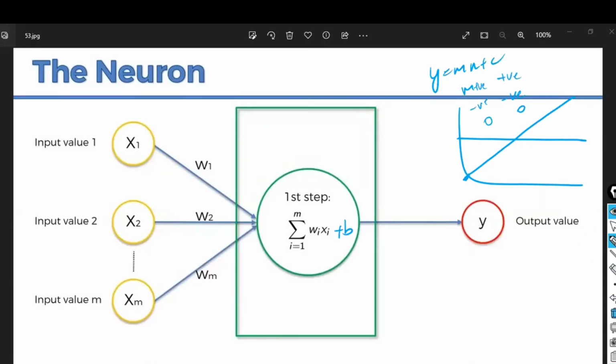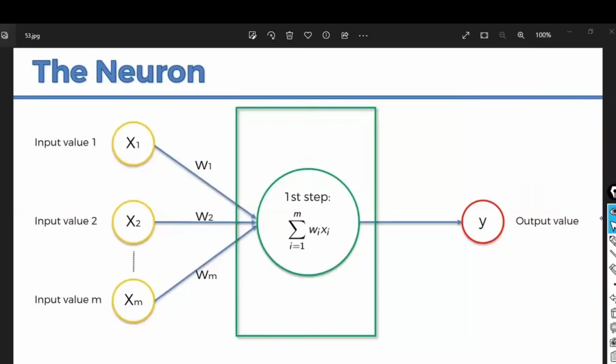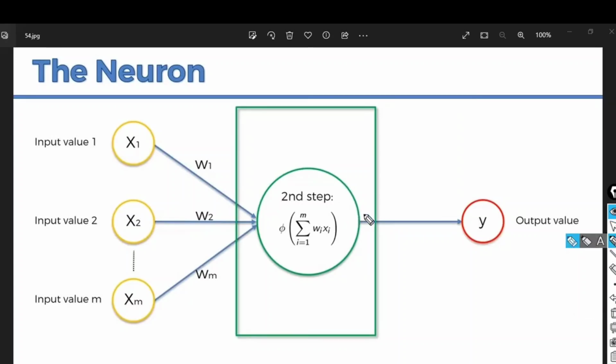Now, here with respect to this y, the first step is sigma wi xi plus b. Second step, whatever answer you have got, you are going to take this value and send it to the activation function. Whatever the output of the activation function is, that is the output of the neuron, and you have to share it with the next one.